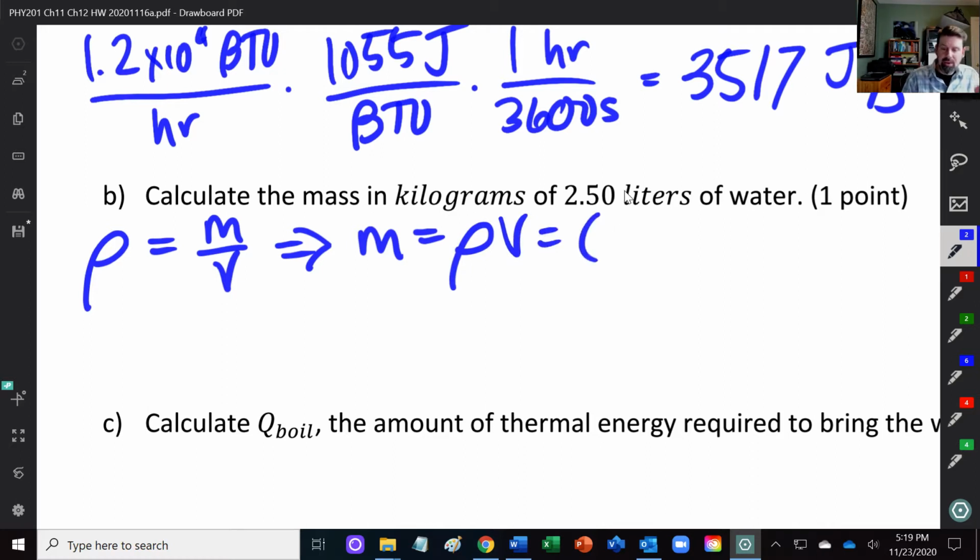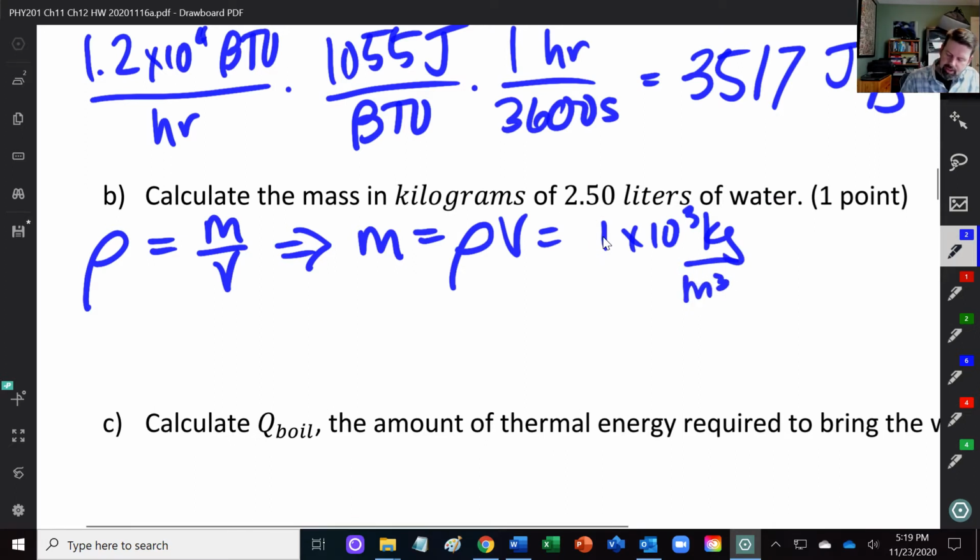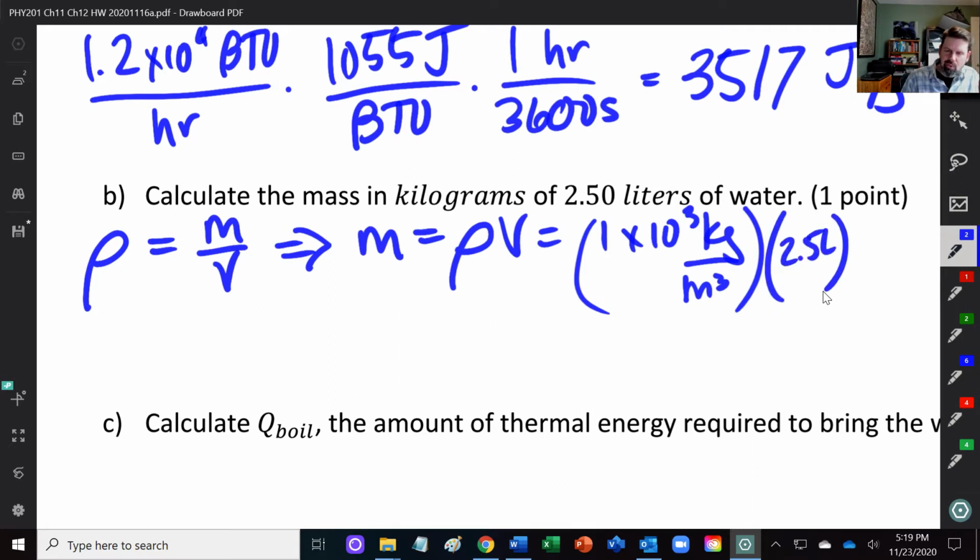The density of water, we can look this up, or you can just remember it, is 1 times 10 to the 3 kilograms per meter cubed. I need a room. Kilograms per meter cubed. And then our volume is 2.5 liters, and then what? Well, again, it's on the equation sheet. 1 liter is 1 times 10 to the minus 3 cubic meters. 1 times 10 to the minus 3 cubic meters is 1 liter.